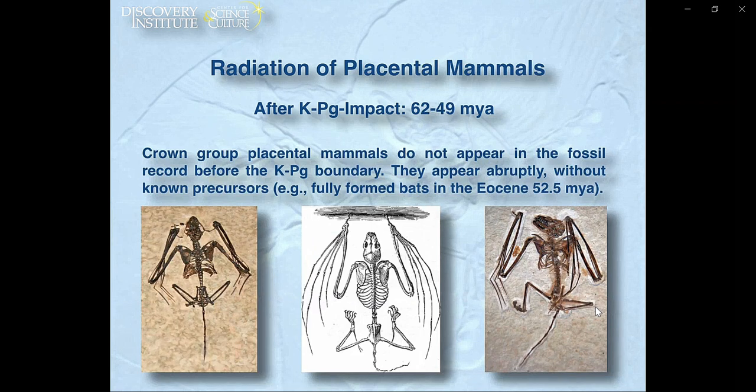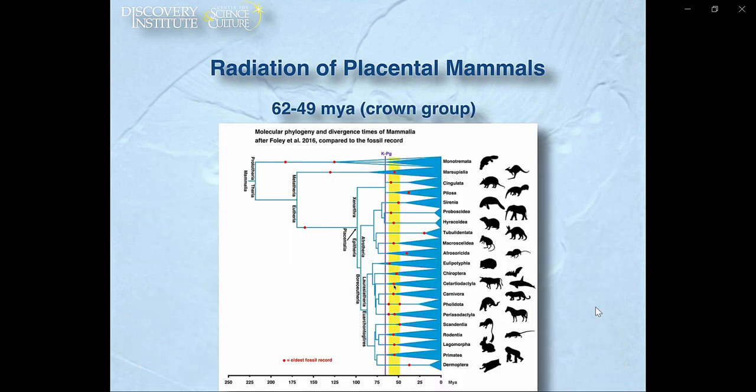Here you see the oldest bats we have, the first fossils we have, and here's the skeleton of a modern bat, and you see no difference. The first ones looked like modern ones, and they even had echolocation.